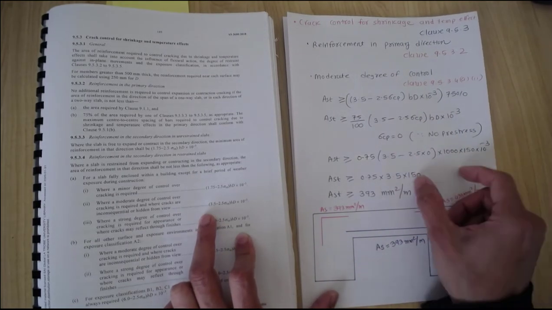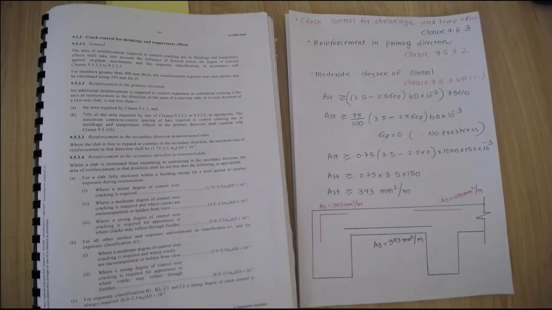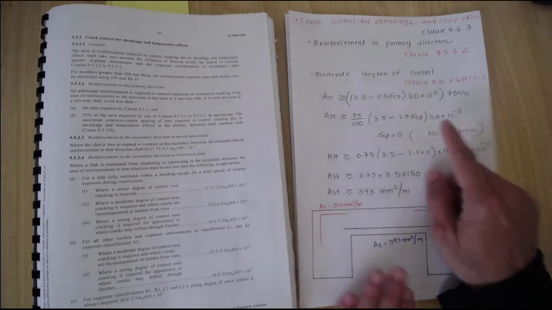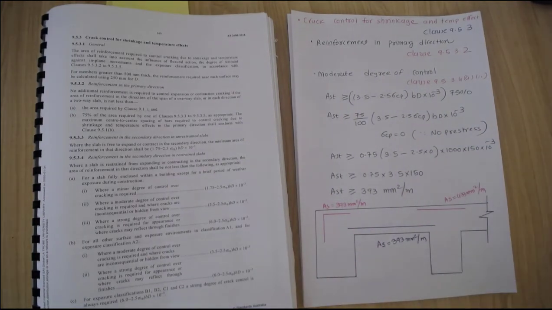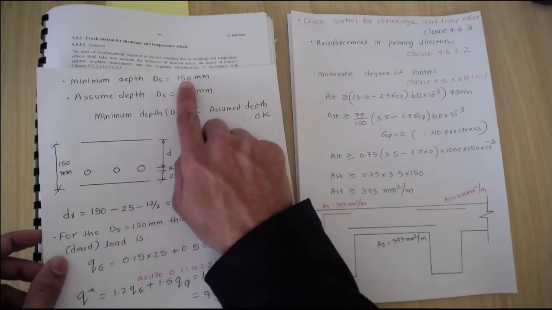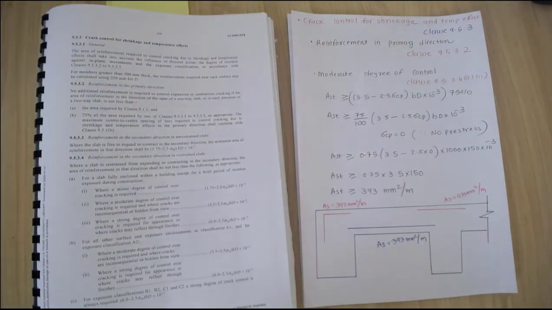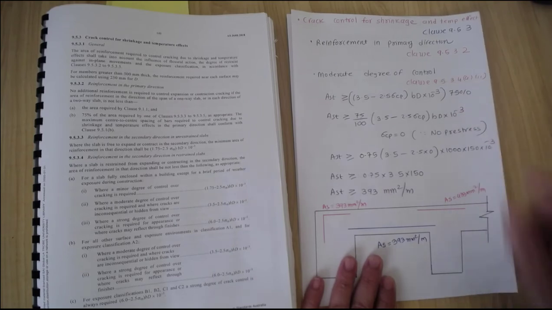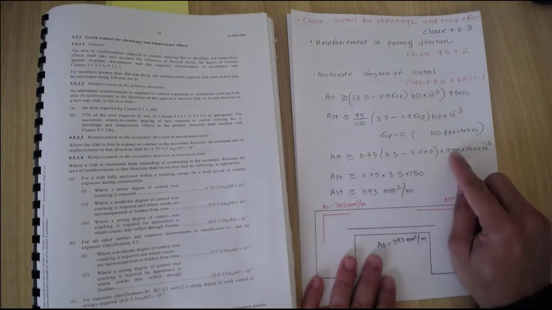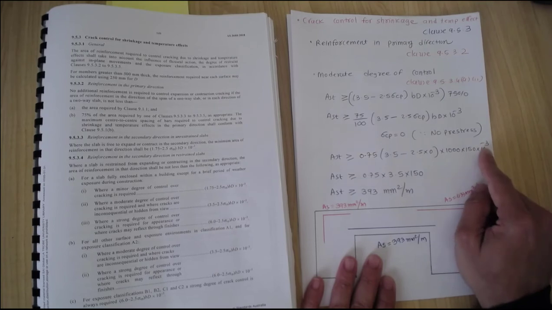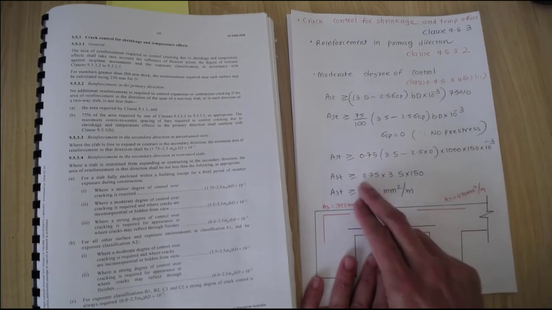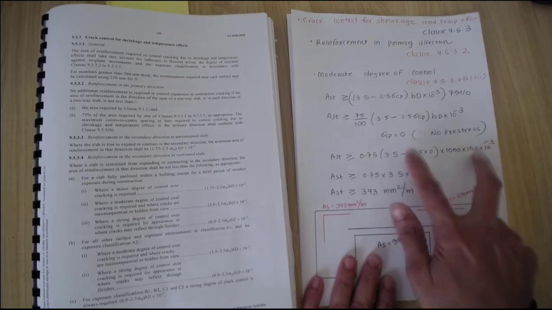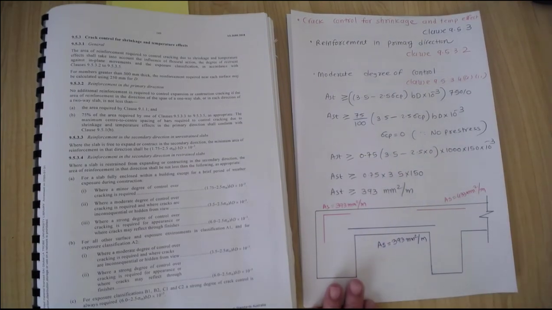Now b is 1000 millimeters. In the last videos we assumed this 1 meter wide strip, so b is 1000. The overall depth D from the previous video is 150 millimeters, times 10 to the power 3. Simplify this: if you cancel the thousand and 10 to the power 3, that will just be gone. So 0.75 times 3.5, take away 0, is 3.5 times 150, or you can use a calculator. It gives me 393 millimeters square per meter.